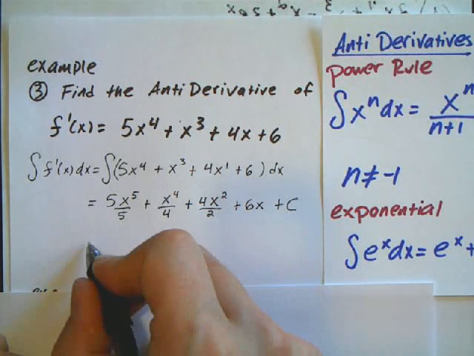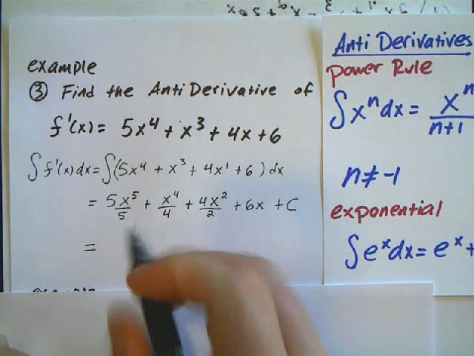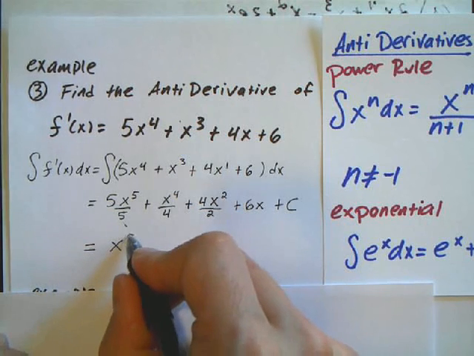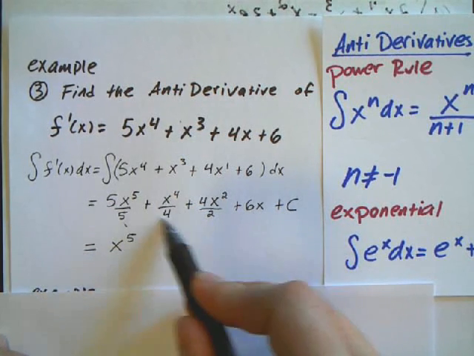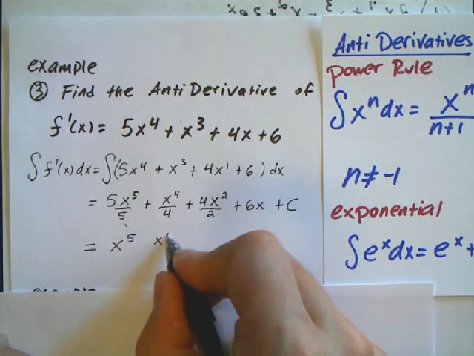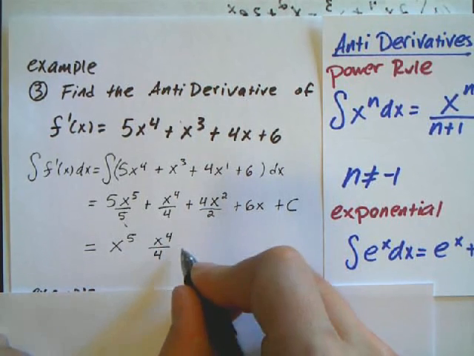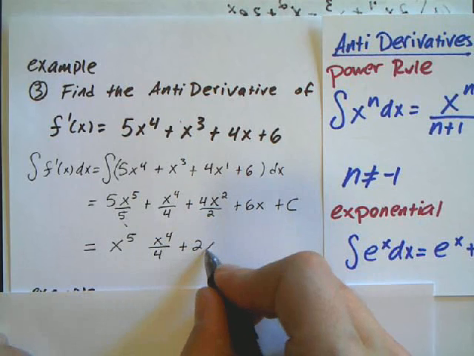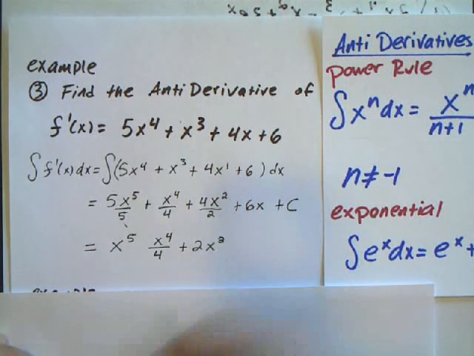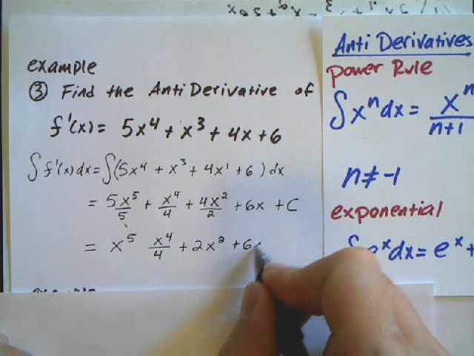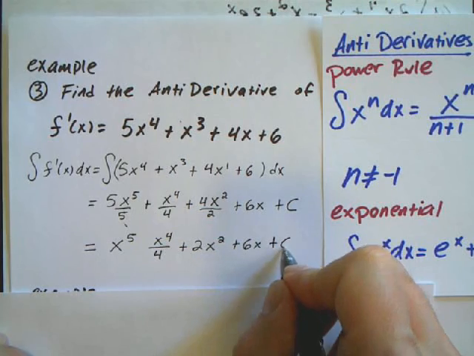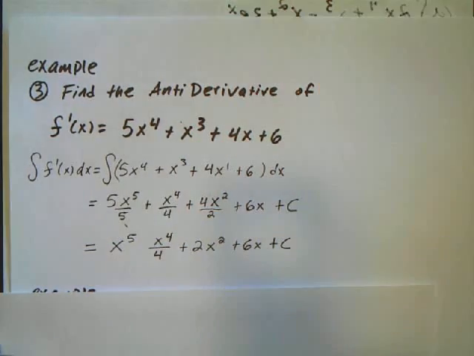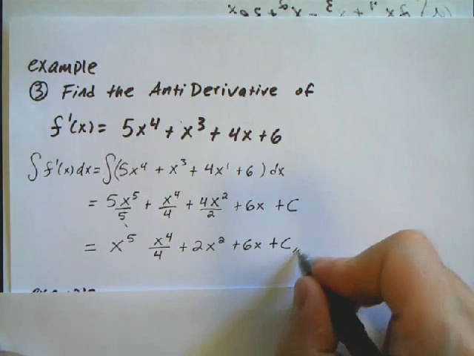Alright, so this simplifies, the 5 reduces out, so it's going to be x to the 5th. This stays the same, so x to the 4th over 4, plus this reduces to 2, x squared. This stays as 6x, and then plus c. And that's my antiderivative for number 3.